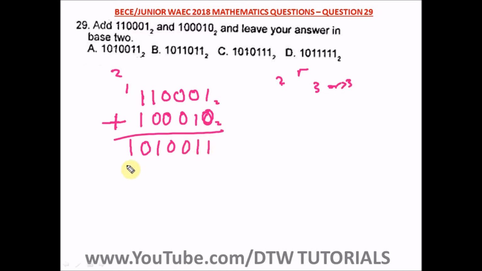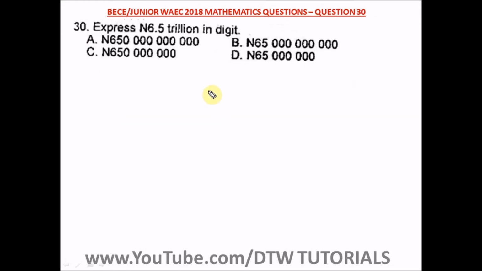All right, okay, so this is our answer in what? Base 2. All right, this is our answer. And what is our right option here? Our right option is what? Option A. Question 30 of the BECE Junior WAEC 2018 Mathematics Past Question. That's your OBJ question 30.